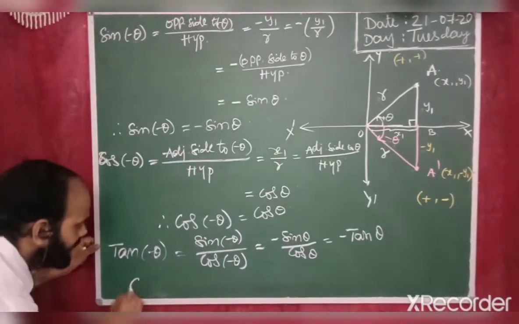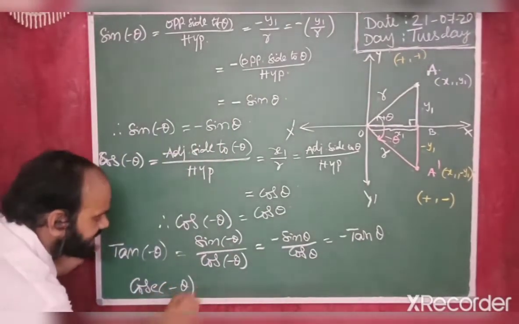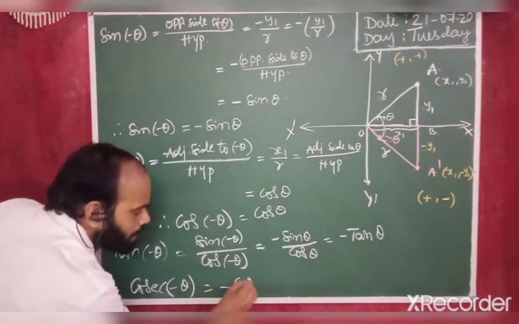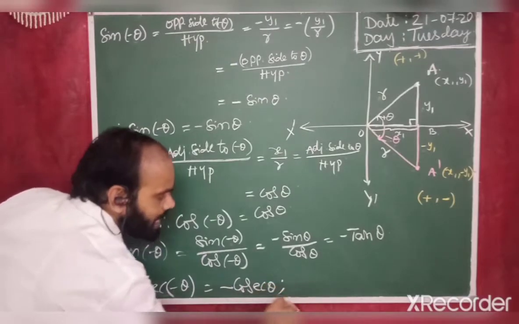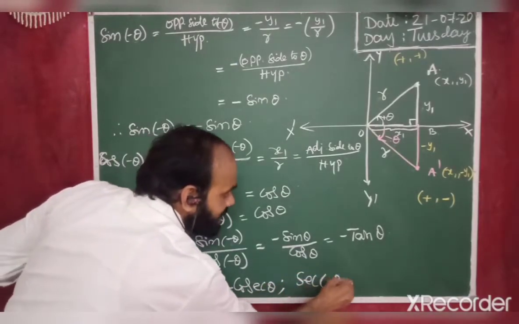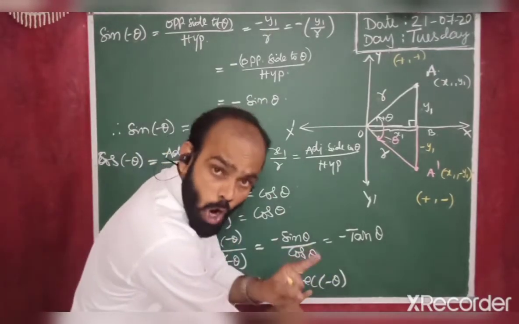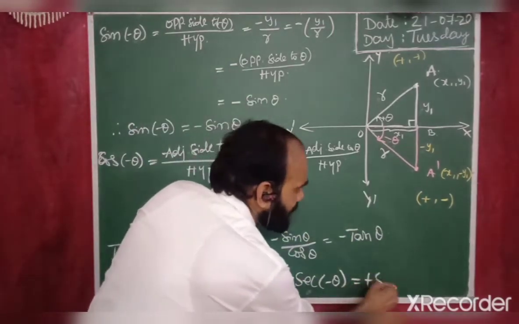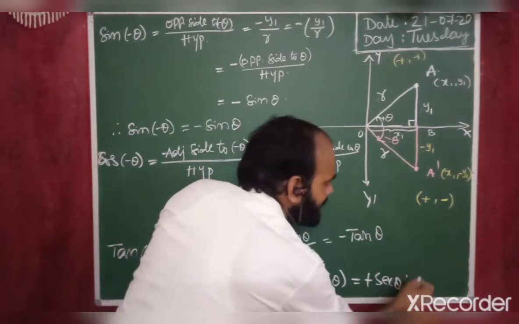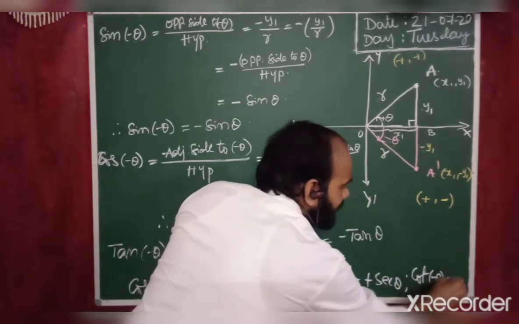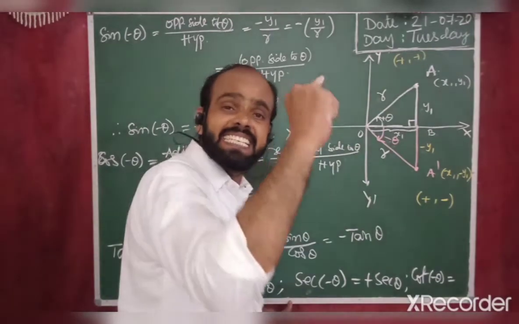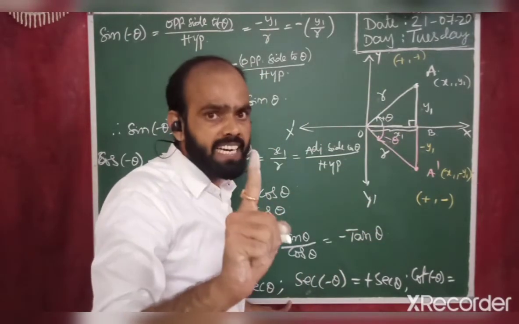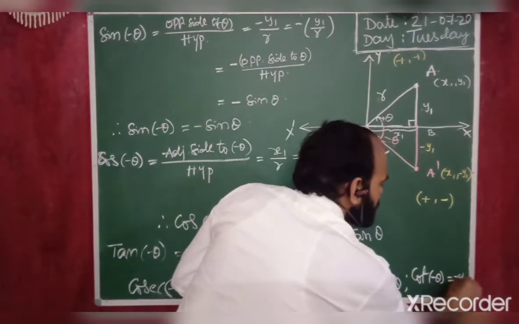And finally we can say cosecant of minus theta. We know that for cosecant, the opposite side is involved, so this is going to be minus cosecant theta. Similarly, secant of minus theta. Secant is nothing but the reciprocal of cos, wherein for cos the opposite side is not involved, so this is going to be plus secant theta. And finally cot of minus theta. Cot of minus theta means the adjacent side to minus theta by the opposite side to minus theta. The opposite side is involved, and hence this is minus cot theta.